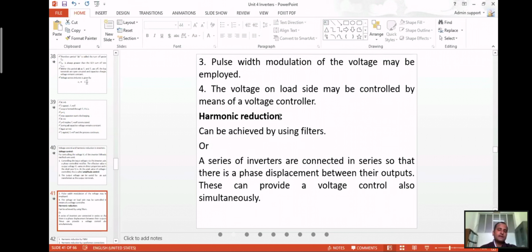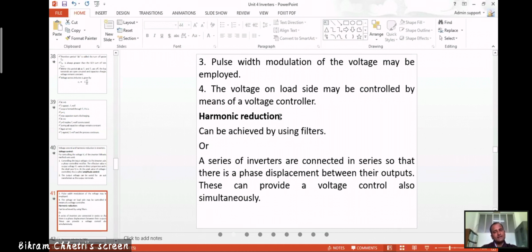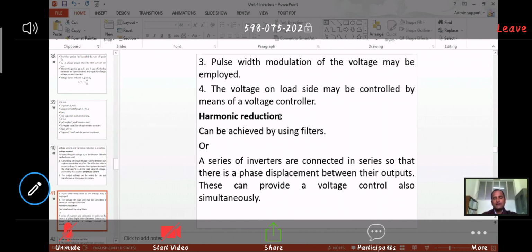Whatever I was talking about previously, the external control of the AC voltage and the external control of the DC voltage, these are the external controls. Pulse width modulation is the internal control, and the voltage on the load side may be controlled by means of a voltage controller. That is what we are talking about.